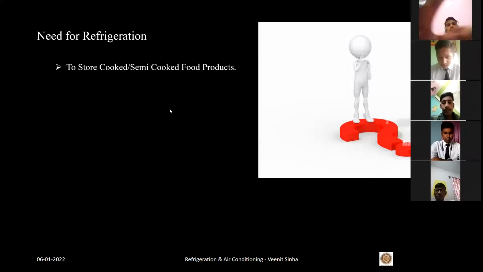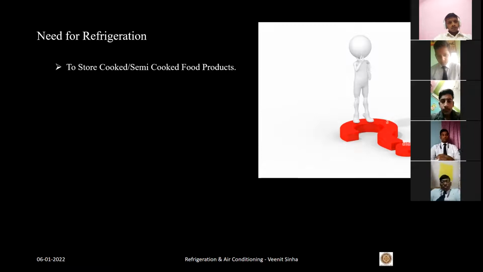Okay, the first is to store cooked or semi-cooked food products. That doesn't mean that you are going to store it for a lifetime. Okay, there is something called primary shelf life and secondary shelf life. What we are trying to do is extend a bit of the secondary shelf life of that particular food item which is cooked. जैसे ही वो cook हो गया तो secondary shelf life हो जाता है. तो secondary shelf life को हम थोड़ा elongate करने की कोशिश करते हैं, so that it will be kept at a cooler temperature. So automatically what would happen, microbes cannot attack it.